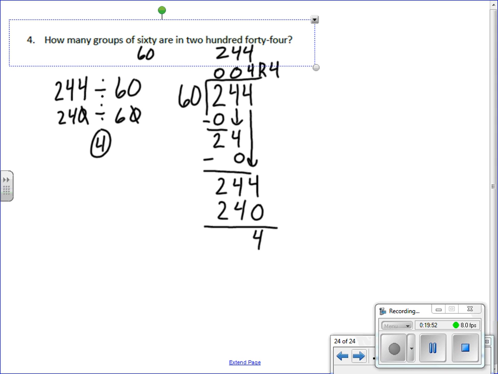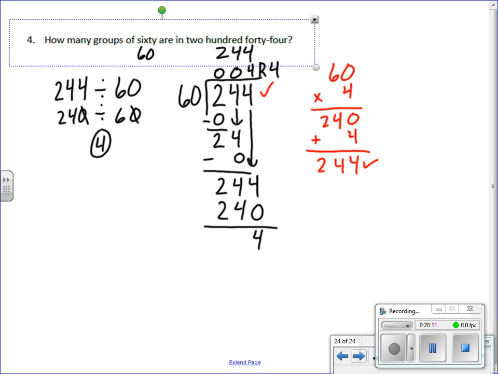Ooh, we didn't check it. Check it, check it, check it. Make sure we did it right. So we got to do 60 times 4 is 240, plus a remainder of 4 gives us 244. Checks out. Good. Okay. So now we got to go back to the question.